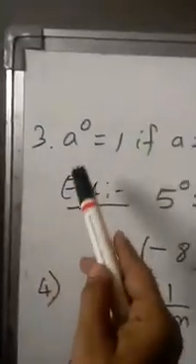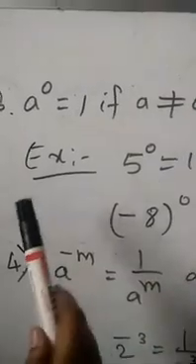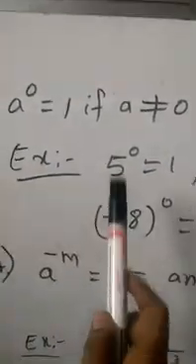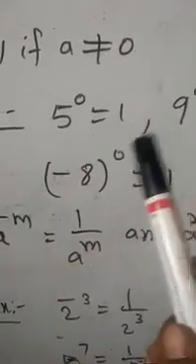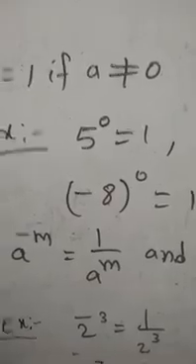Next, third point: a to the power of 0 equals 1, if a not equal to 0 is satisfied. Example: see, a value 5, take 5 to the power of 0 equals 1, 9 to the power of 0 equals 1, (minus 8) whole to the power of 0 equals 1. Any number to the power 0 equals 1, that is the formula.